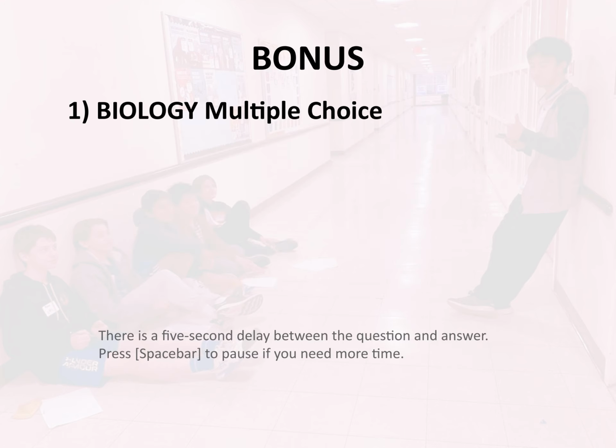Bonus 1. Biology. Multiple choice. During DNA replication, which of the following enzymes is mismatched to its function? W. DNA helicase unwinds DNA strands. X. DNA primase creates DNA primer to start replication.